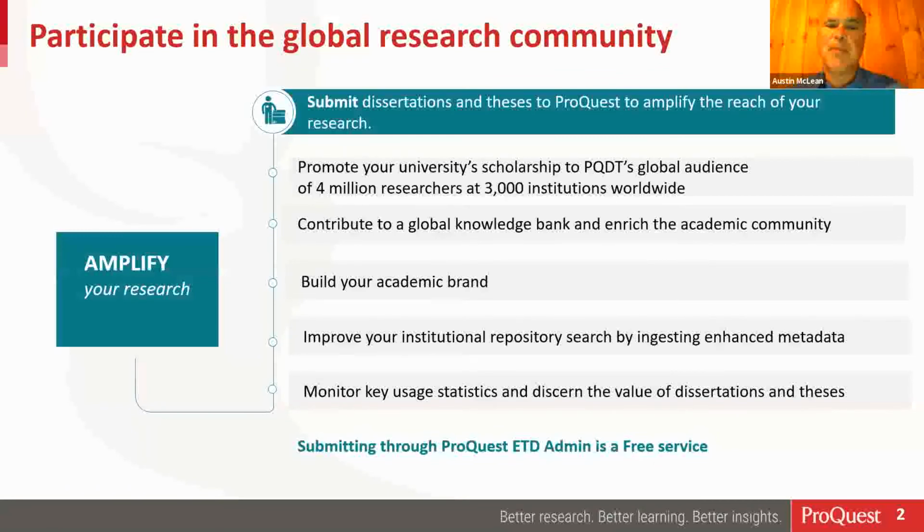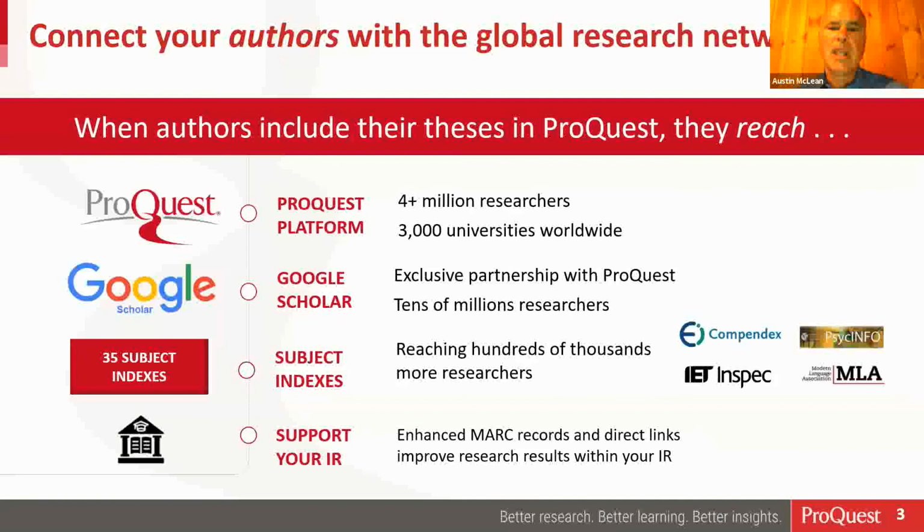You can build your university brand and improve your institutional repository search and ingestion through enhanced metadata that we provide back to the universities at no charge. So when you decide to include your theses and dissertations in the ProQuest Dissertation and Thesis Global Database, in addition to your institutional repository, you will go to the ProQuest platform, as I mentioned, which has those 4 million researchers. But we also at ProQuest have an exclusive partnership with Google Scholar to make sure that your theses are discovered through Google Scholar. And that's obviously very important to researchers who are out on the web doing research.